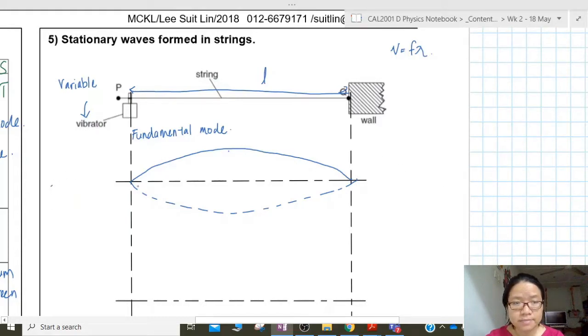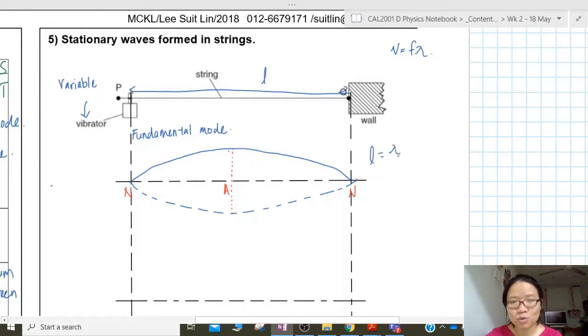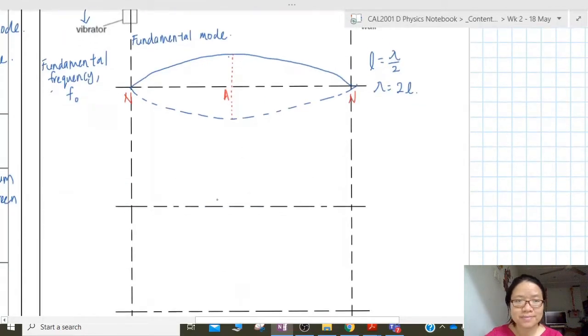Okay, so I'm just moving some things around. Okay, and so I label the nodes and the antinodes. So you can see from node to antinode, lambda over 4, node to node, lambda over 2. So L will be equal to lambda over 2, and lambda in this case is the longest, it's 2L. So the fundamental frequency, normally we call it f naught.